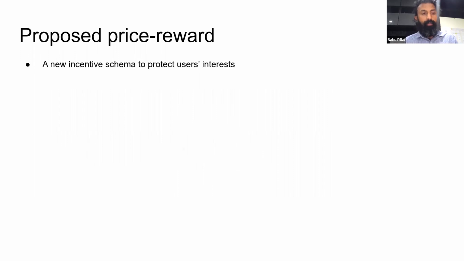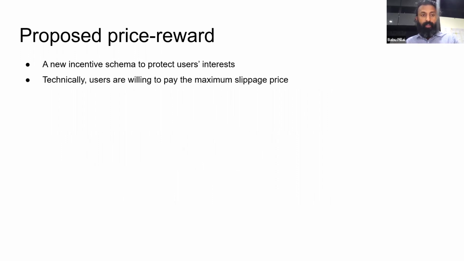So this is where I thought of having a new price reward scheme to protect the user's interest. Now, technically, when I send a transaction to the network saying that I'm happy to pay 10 to 15 slippage, I'm happy to pay the whole amount. That's technically we are happy to pay the slippage. That's what I was expecting.